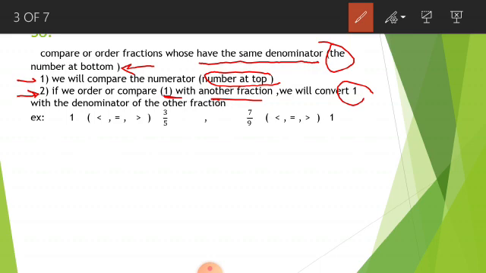Let's take some examples. Here, is 1 greater than, smaller than, or equal to 3/5? ايه ده؟ Here I have 1. I learned how to compare any fractions which have the same denominator. طب هو ال 1 ده فيه denominator؟ هو في numerator؟ لا, I must convert 1 to 1 with the denominator of the other fraction. طب الفراكشن ده denominator بتاعه كام؟ 5. يبقى I will convert 1 to be 5 over 5.